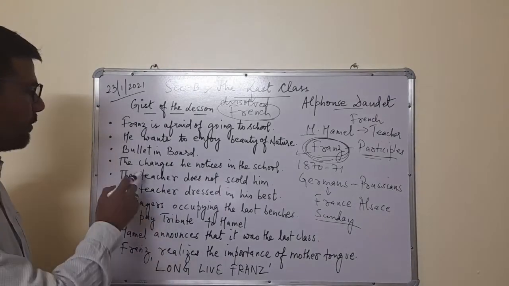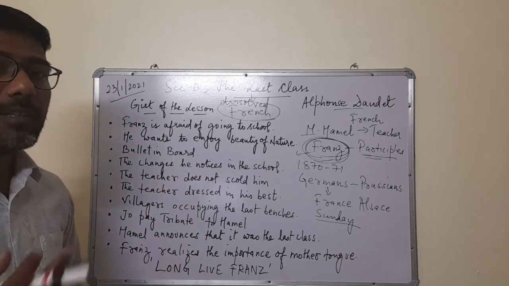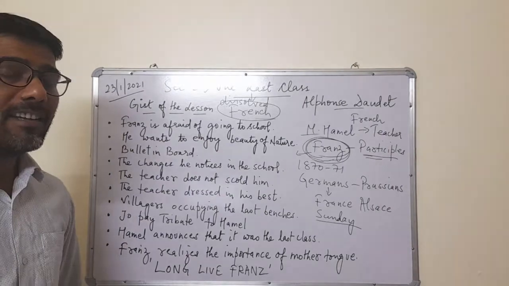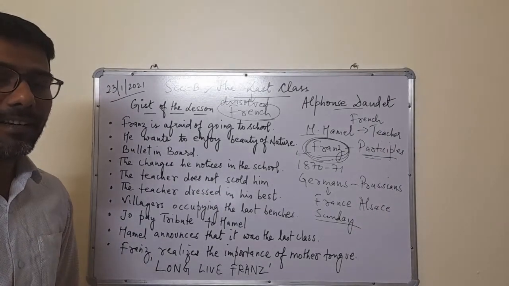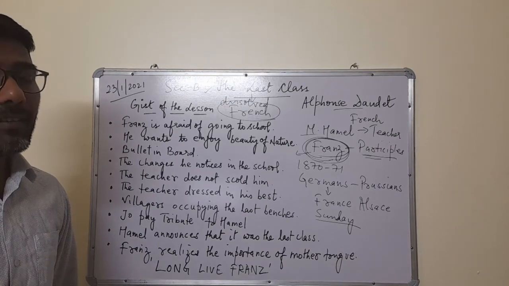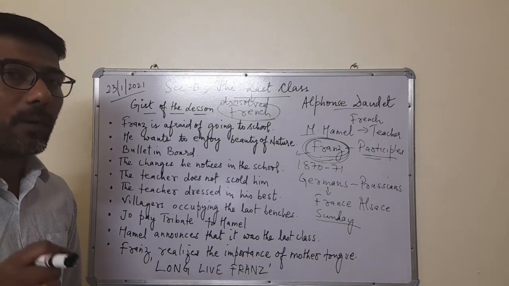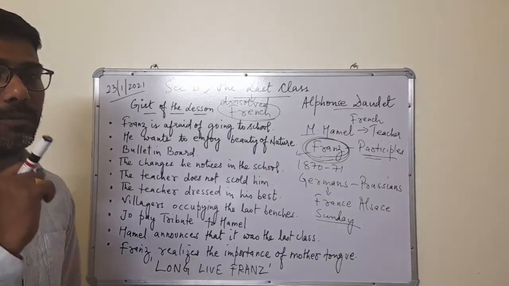Next, we find the changes he notices in the school. What was the change? The change was that instead of students, there were also villagers and parents sitting at the last bench. Why were they sitting at the last bench? Because they were aware of what was going around.